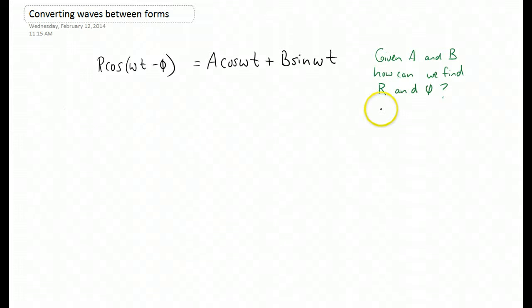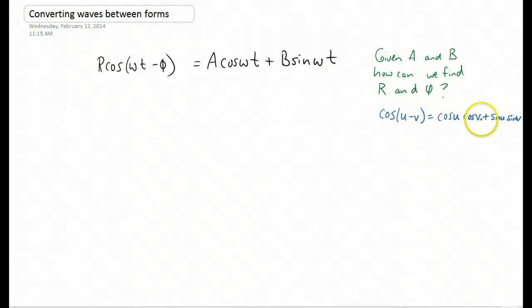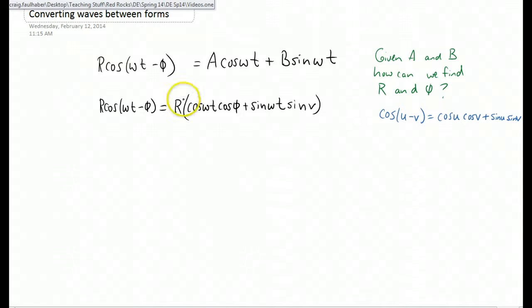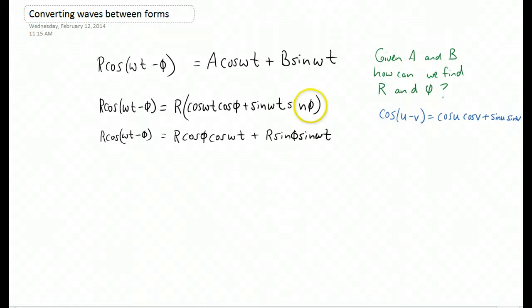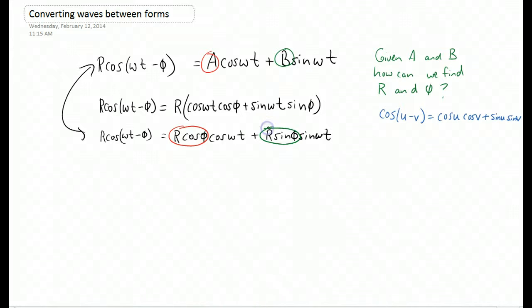The first thing we need to do is to remember this trig identity. It's cosine of u minus v. It's cosine u cosine v plus sine u sine v. Well, this is the situation that we have right here, so I'm going to rewrite this cosine term using this identity. All I have to do now is distribute the r. So I fixed this phi, I distributed the r, and I rearranged terms. And now these two lines look very much alike. You'll notice that our a corresponds to r cosine of phi, and b corresponds to r sine of phi.